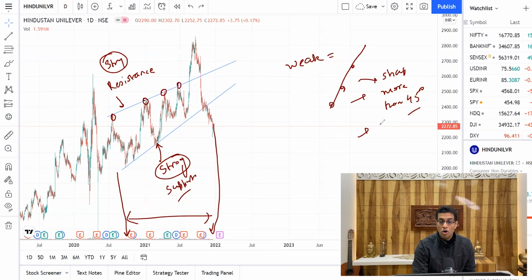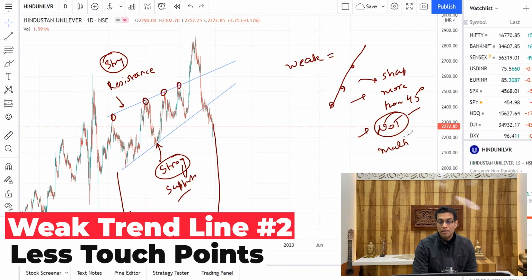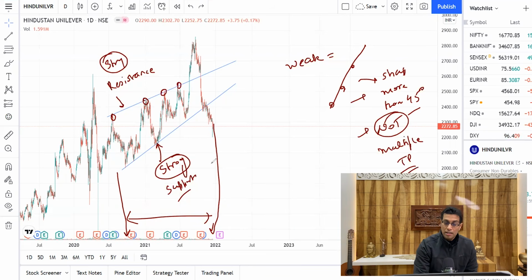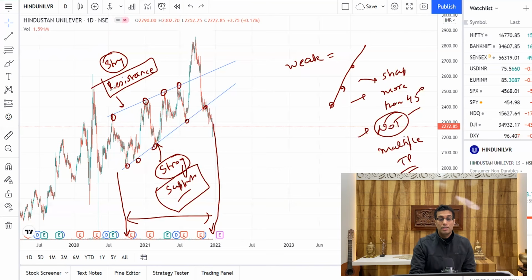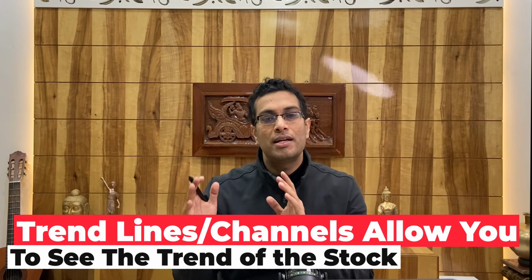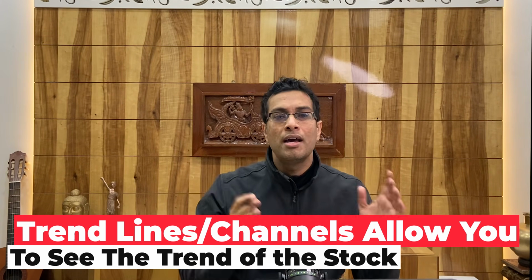It will not have multiple touch points. Here you can see that there are multiple touch points, both on the support trend line and on the resistance trend line. Therefore, this is a very strong channel. I hope you get the concept of what a channel is, what a trend line is, and the utility of it. The utility of support trend lines, resistance trend lines and channels is very simple: it allows you to see where the stock is moving, how it has behaved recently, and that it will probably continue to follow this trend and channel.